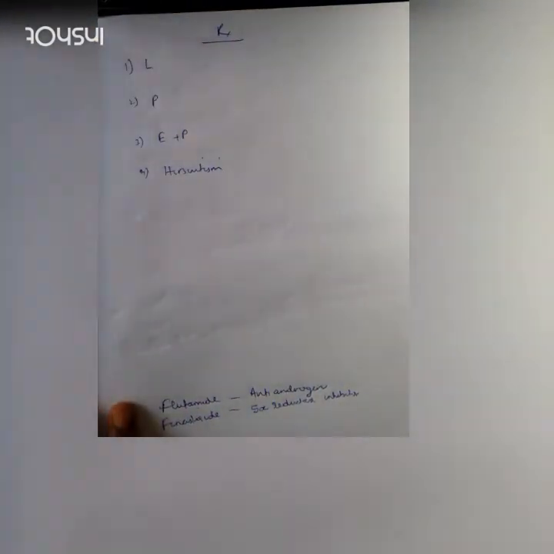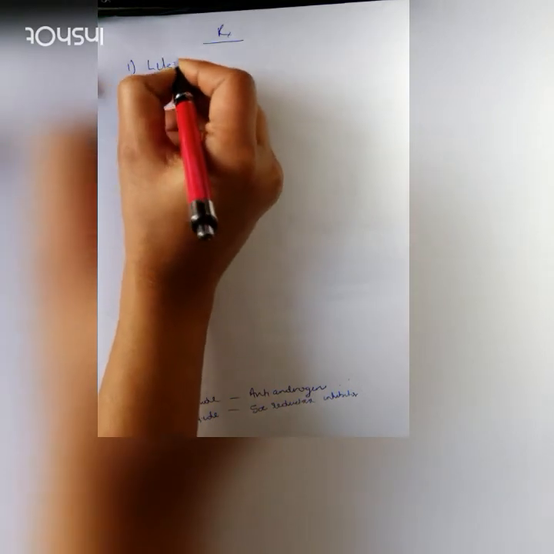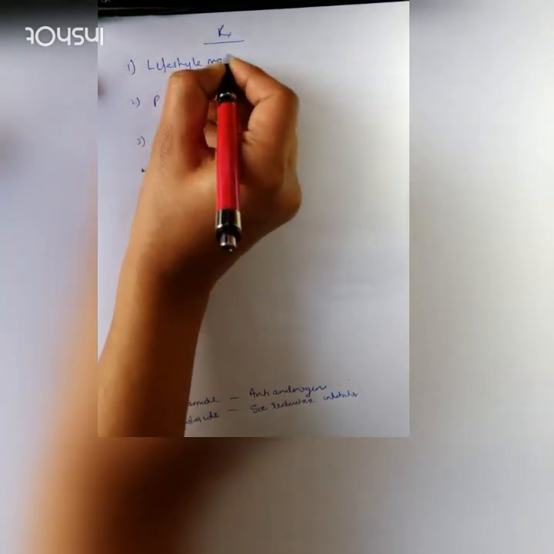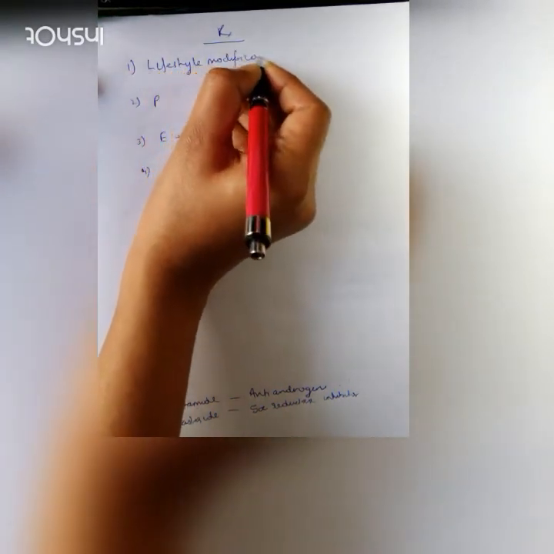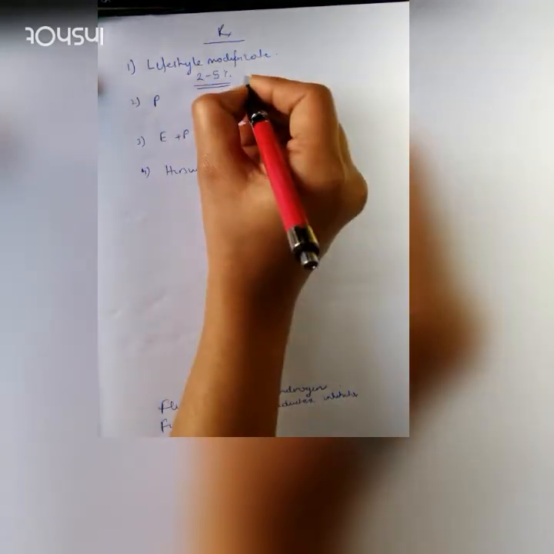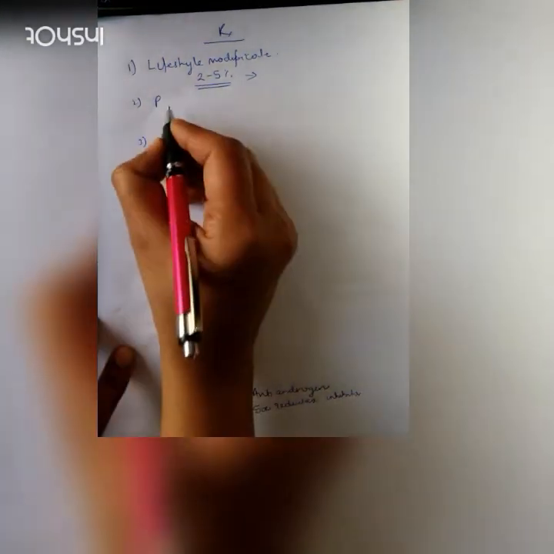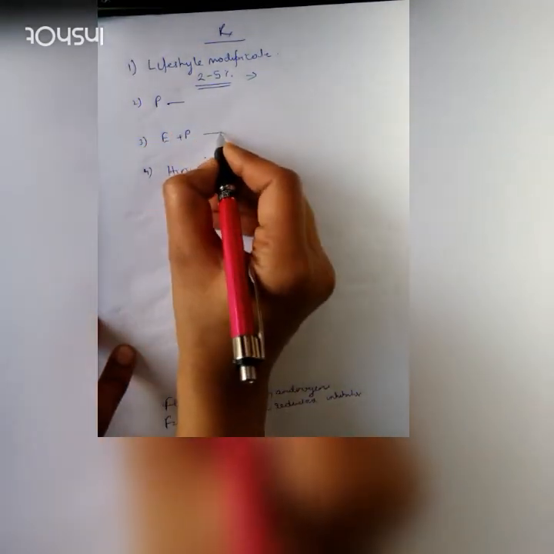The other important thing is related to insulin resistance, lifestyle modification. They say a weight reduction of even 2 to 5% can improve the cycles in a PCO female. Second we talked about was progesterone, then estrogen plus progesterone.